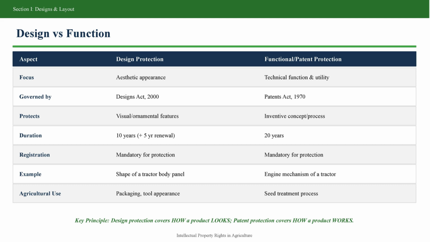Under registration, both require mandatory registration for protection. And under example, the shape of a tractor body panel falls under design, while the engine mechanism of a tractor falls under patent. And under agricultural use, design covers packaging and tool appearance, while patent covers the seed treatment process. And there's a nice one-line takeaway given here. Key principle: design protection covers how a product looks, patent protection covers how a product works. This single line is actually a favorite exam question, so do keep it in your notes.